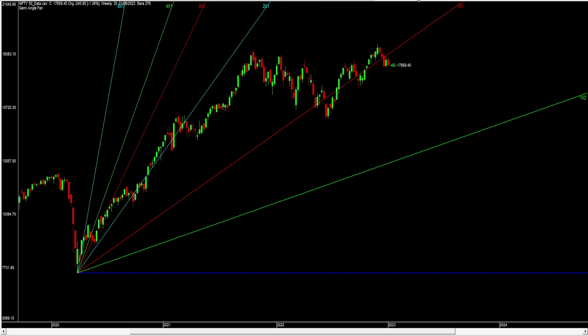Hey guys, today's Friday, January the 6th of 2023, and I want to do a quick update on the Nifty 50. This update is pretty much going to be more like geometry and angles and stuff like that. I like to keep tabs on and watch the market as it oscillates back and forth. Without any further delay, let's get into it.